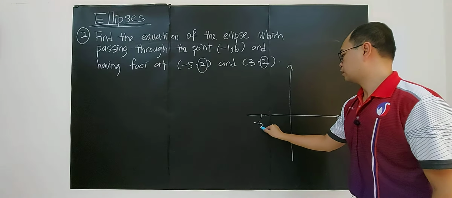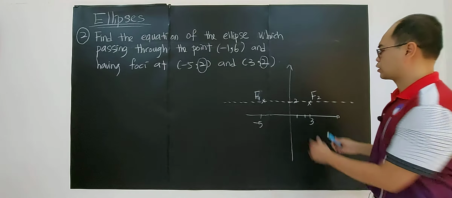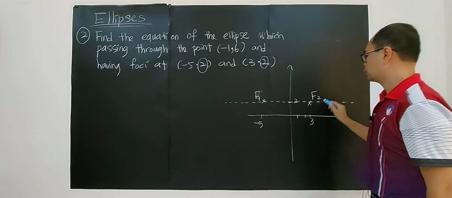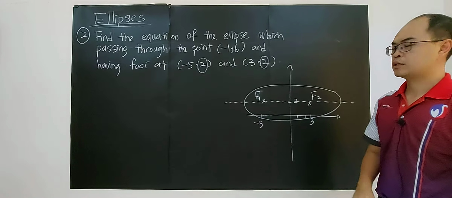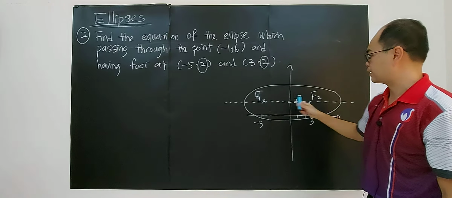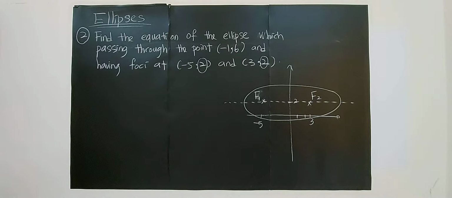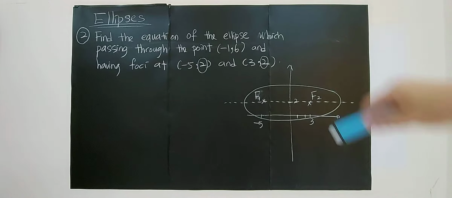So (-5, 2) will be one focus, and another one will be (3, 2), the second focus. This already shows you that the major axis is horizontal. How do you know? Because the foci and vertices are on the major axis. So the ellipse is somewhere around here, with a vertex here and a vertex here, but the information just gives you the foci. The midpoint between these two foci will be the center. This is the most important: the midpoint between the two foci or vertices will be the center.